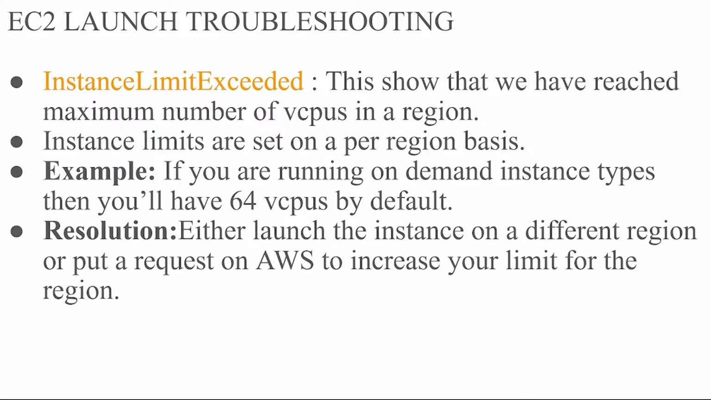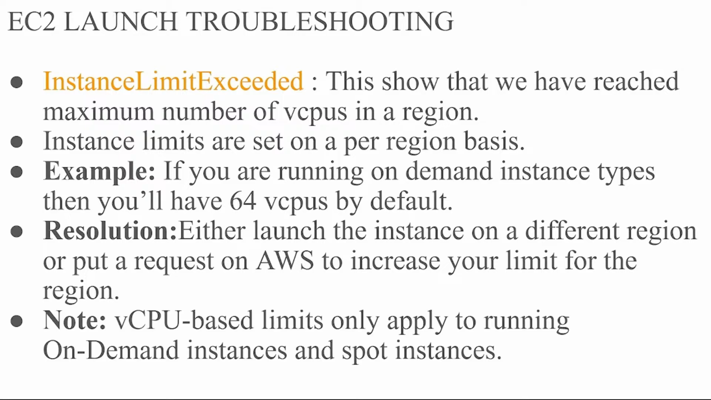Next is how to resolve this error. The solution is, if you can launch your instance on a different region, you can do so, or you can put a request to AWS to increase your limit for the region. You can put a request simply on AWS to increase whatever limit you want, and they will increase that for you. vCPU based limits only apply to running on-demand instances and spot instances, that we will see in hands-on right now. So let's move on to hands-on.